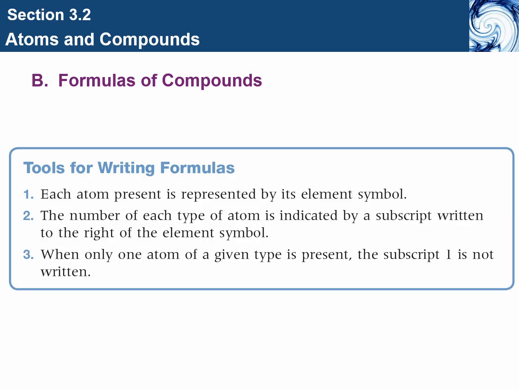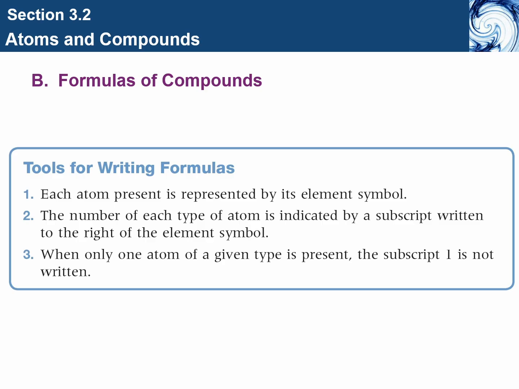All right, so when we write formulas, there are 3 rules that we need to know. The first, each type of atom present is represented by its elemental symbol. Second, the number of atoms in each type is shown by a subscript written in the lower right of that elemental symbol. And third, when only one atom of a particular element is present, we do not put a 1 subscript. For example, in H2O, the 2 applies only to the hydrogen, and oxygen does not get a 1 subscript because it only has 1.